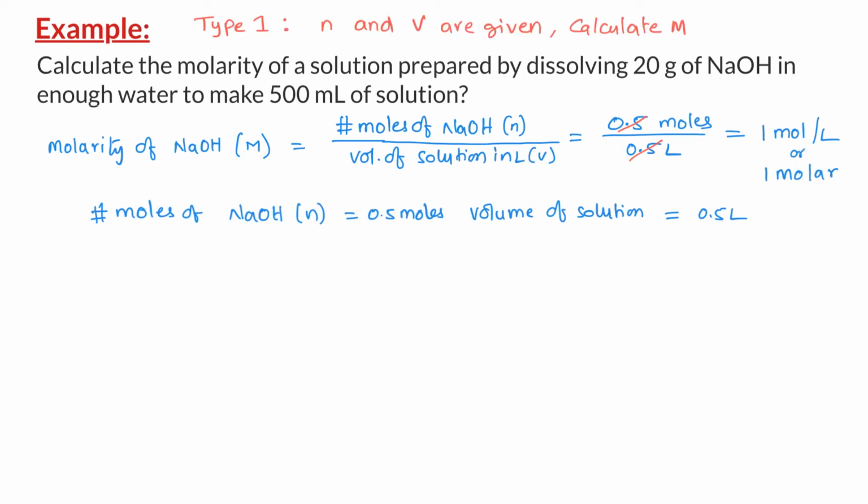This is the first type of problem where we give you the number of moles and volume and ask you to calculate the molarity. Note that the number of moles is not given directly. It is given in the form of mass. But as I mentioned earlier, you should be able to interconvert between the mass and the number of moles easily.